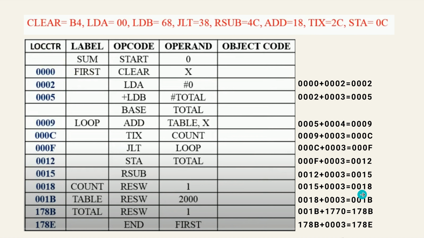That means 3 bytes. So this also occupies 3 bytes. Adding up to this value forms 0015 plus 3, which is 0018. Okay, this is a variable of type word, which occupies this many bytes. But this representation is in decimal, and we have to convert it into hexadecimal representation. After converting it, it forms this 2000.